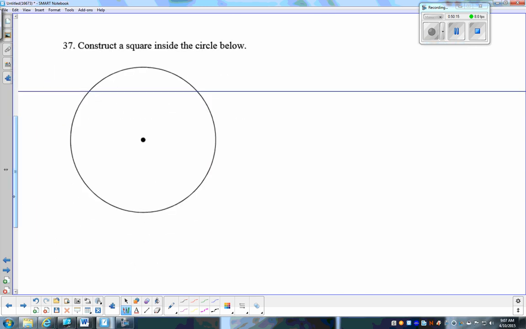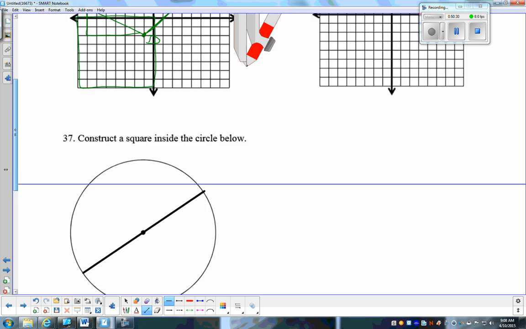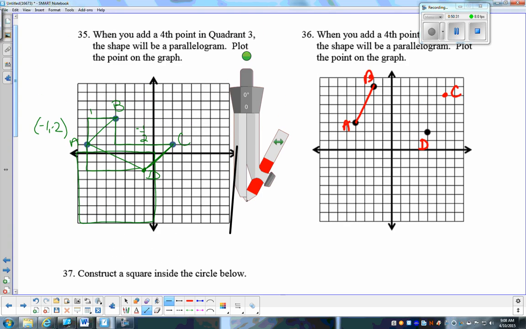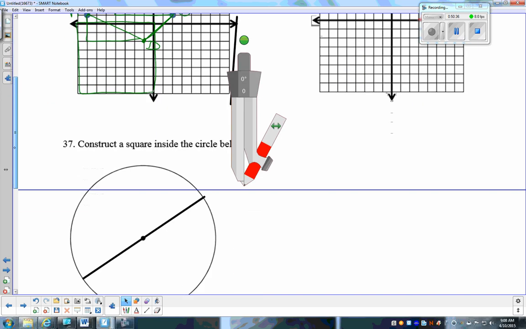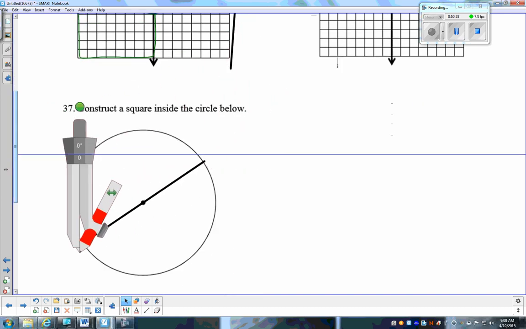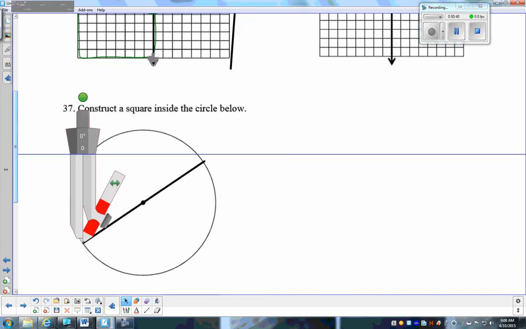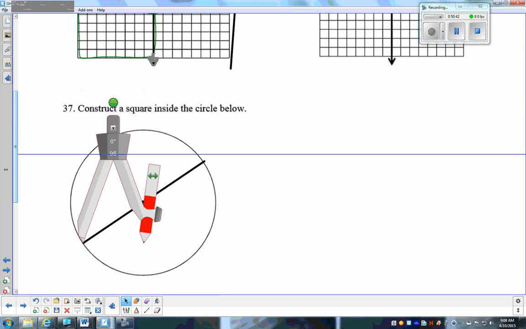Last question, construct a square inside the circle below. So the first thing we want to do is construct a diameter. So the diameter. Then we want to get our compass. We want to do the perpendicular bisector of this line. So we open it up more than halfway.